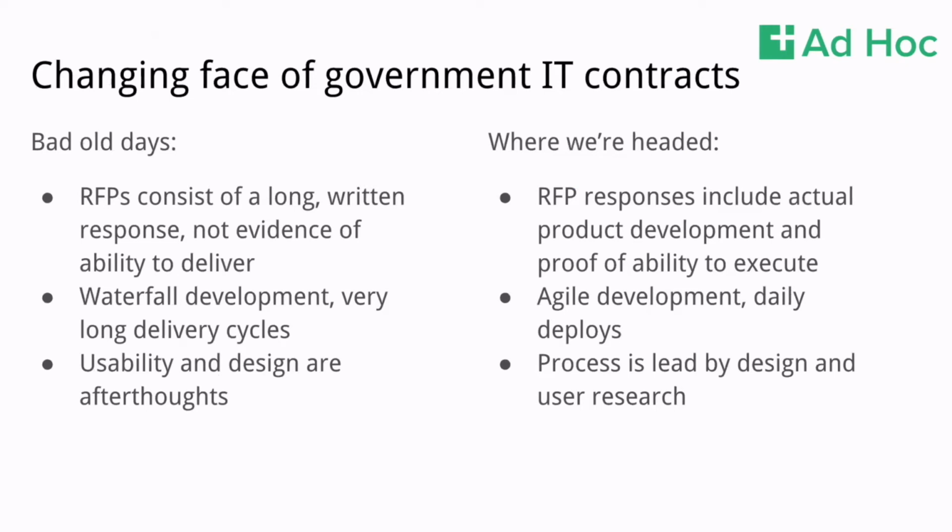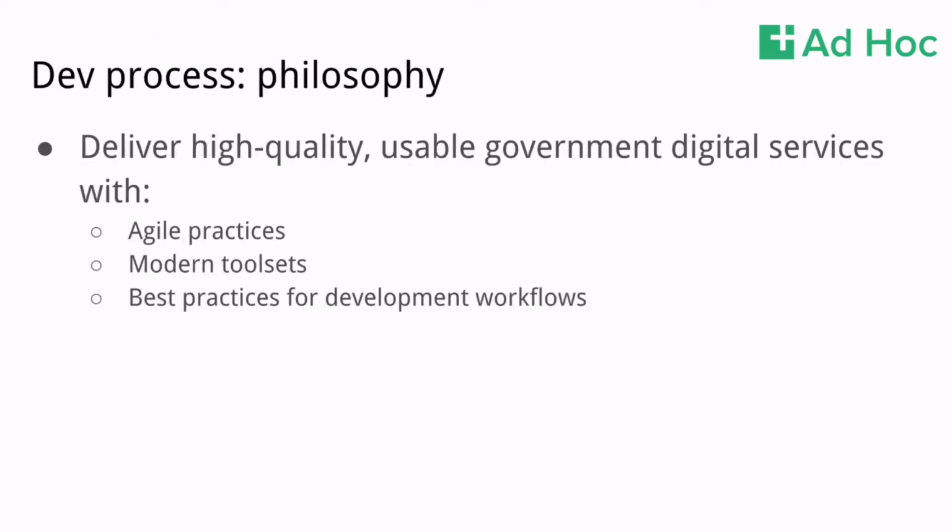You may also think about usability and design within government contracts as being afterthoughts. On the contracts that we apply for, the process is generally led by design and user research. If you look at all the tools that I just mentioned, I think you'll find that they're very usable and have a modern web design appeal to them, maybe not the way that you think of a lot of government services that you've interacted with on the web. So our philosophy as a company is to deliver high quality, usable government digital services. We use agile practices, modern tool sets, and the best practices available for development workflows. I'll talk a little bit more about the details of what those mean.